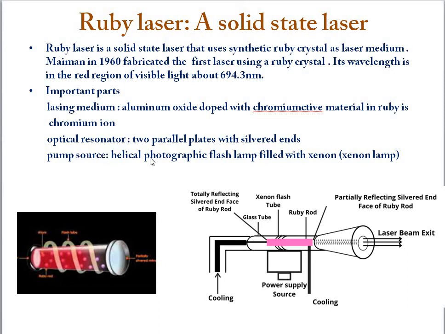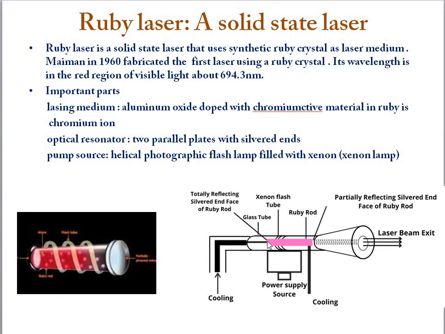The optical resonator consists of two parallel plates, which are silvered. The pumping source here is the helical photographic flash lamp filled with xenon gas. So this is an optical pumping source, and this type of lamp is known as the xenon lamp. So this is the construction of a ruby laser. Using this way the ruby laser is constructed. Now let us discuss the working of the ruby laser.